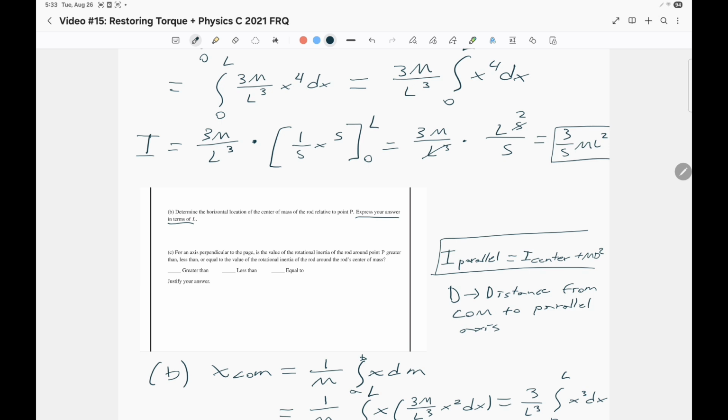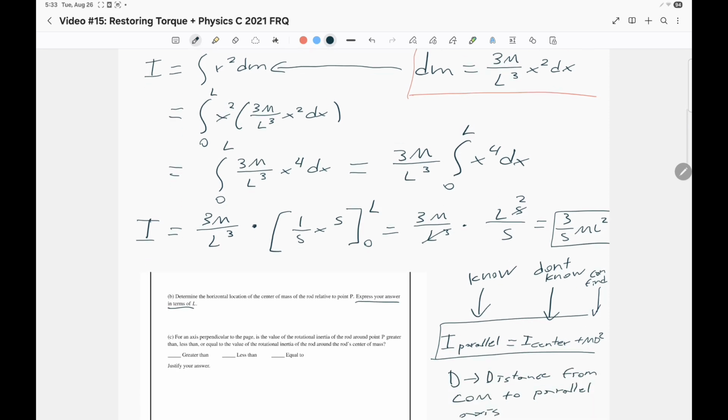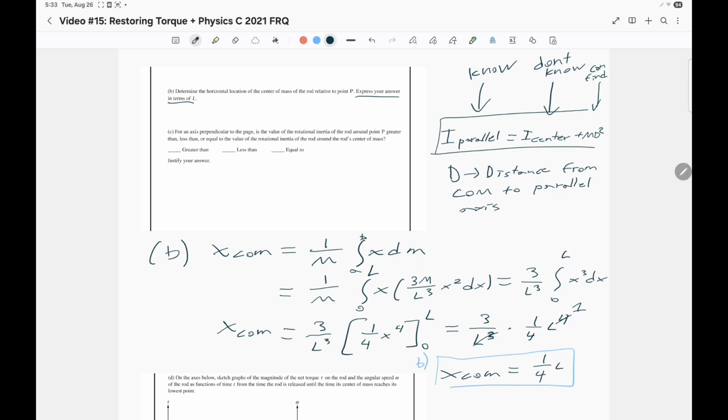Essentially, without even knowing any of the values of the rotational inertia through the center of mass or through point P, just a heads up: the rotational inertia of the rod around point P is what we call our parallel rotational inertia if we utilize this equation. I center is the rotational inertia around the center of mass, which we don't know. But if we really wanted to, we could find it, because we know the distance between the center of mass and point P. Point P is at x equals 0, and we found where the center of mass is relative to point P in part B. So we could find the rotational inertia of the rod around its center of mass.